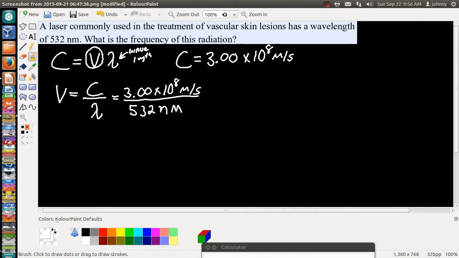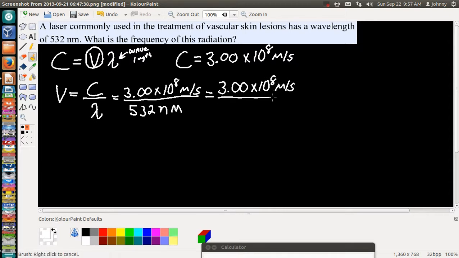Now, I don't know about you, but I'm kind of lazy. Since it's not the final answer, and I'm just moving things around to get it set up so I can work it, I'm going to make sure that I get this in units of just meters and not have this prefix nano hanging around. So this is what I'm going to do. I'm going to do it the lazy man's way. So watch. 3.00 times 10 to the 8th meters per second.